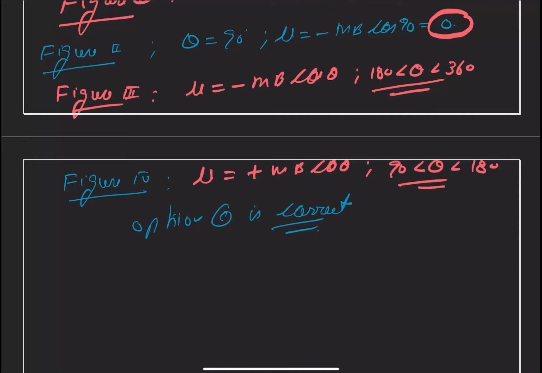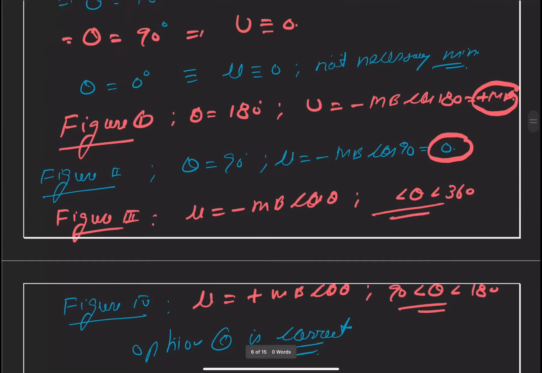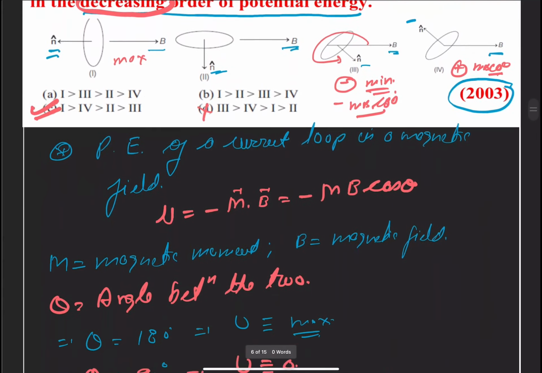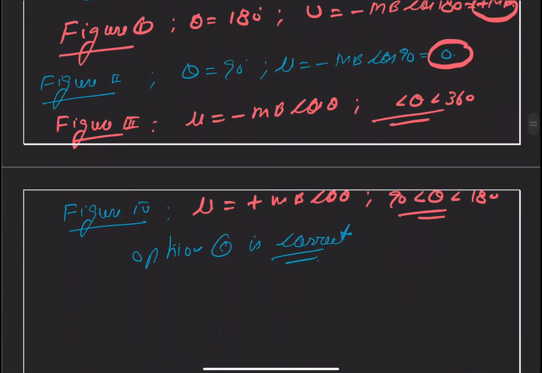So here the theta has to be greater than 270. Should be greater than 270. Okay, so it lies between 270 and 360.